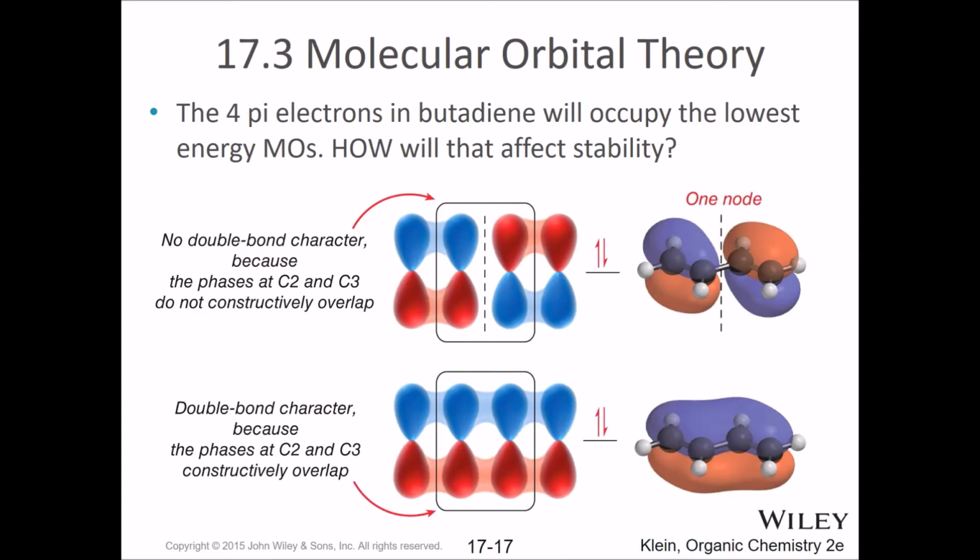With butadiene, you've got 4 electrons in the 2p orbitals, 1 in each. And so they go into these 2 lowest molecular orbitals. The 4 pi electrons in butadiene will occupy the lowest energy molecular orbitals, as we showed in the previous slide. How does this affect stability? Well, it increases its stability.